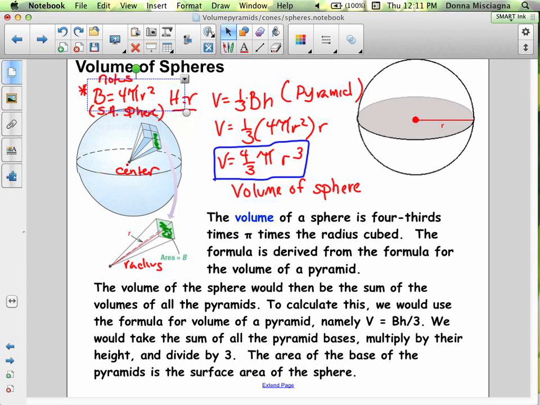So the volume of a sphere is 4/3 times pi times the radius cubed. The formula is derived from the formula for the volume of a pyramid. The volume of the sphere would then be the sum of the volumes of all the pyramids. To calculate this, we would use the formula for the volume of a pyramid, namely the area of the base times the height divided by 3, or times 1/3. We take the sum of all the pyramid bases, and the sum of all the pyramid bases is the surface area of the sphere. You don't have to write this.